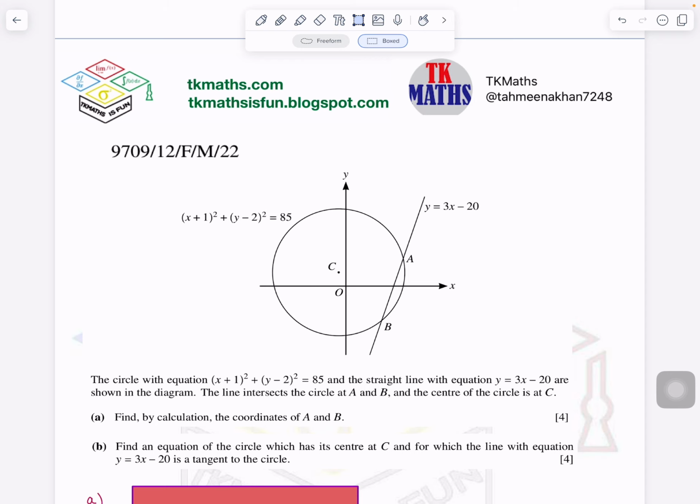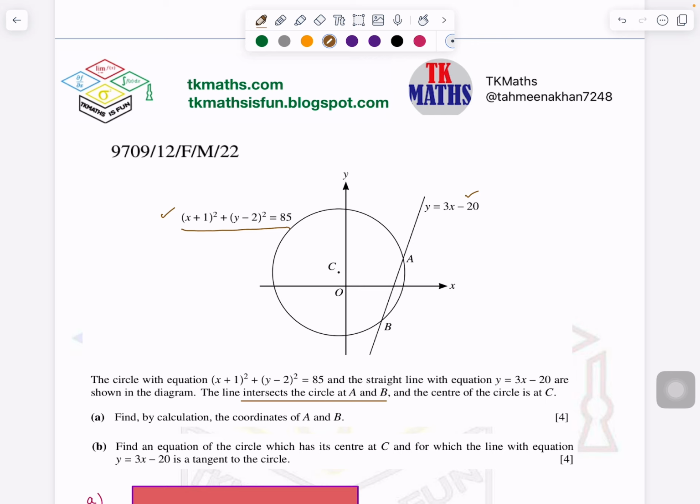The equation of a circle is given to you, and the equation of the line, which is passing through the circle. It is written here, the line intersects the circle at A and B, and the circle has a center C. Point C is not given here, so this information is hidden. Why? Because in the equation of the circle, if it is given in this form, you can straight away see the center of the circle.